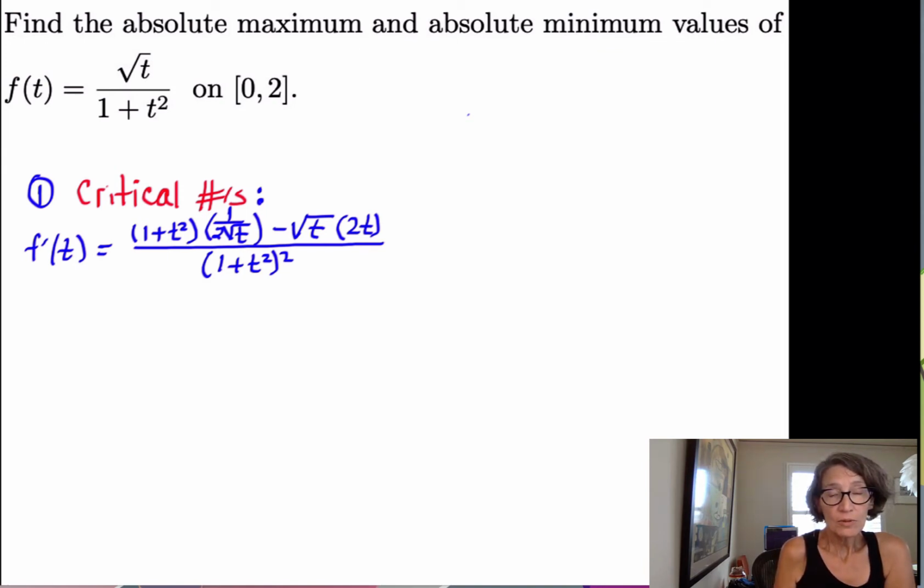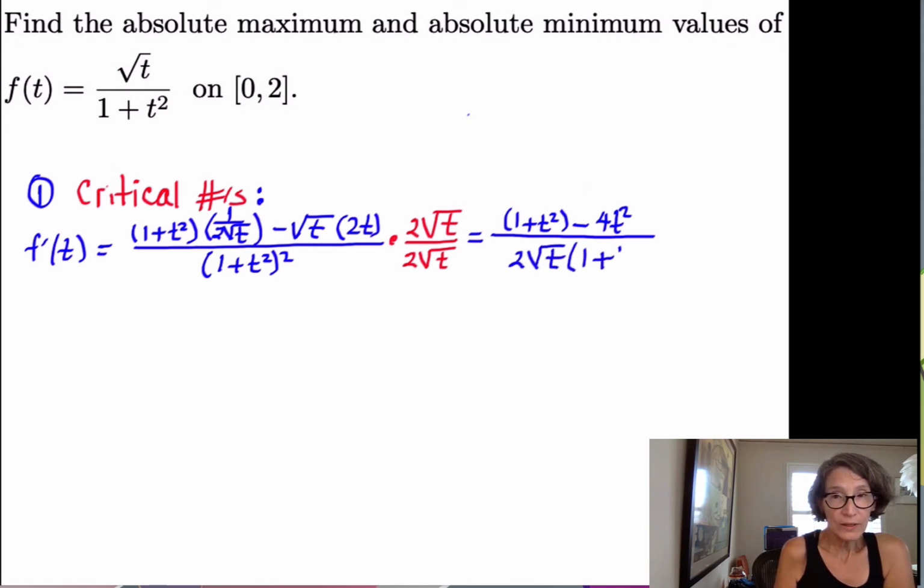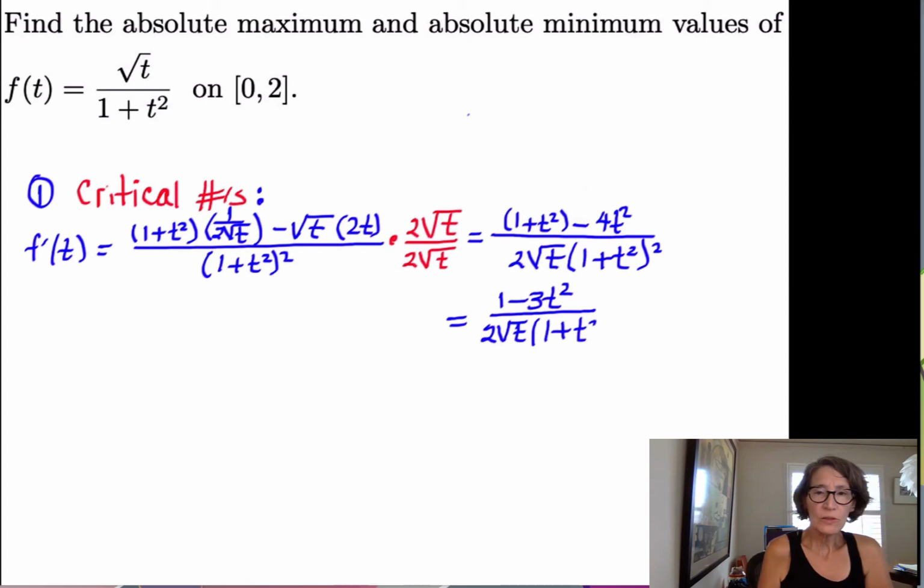It looks like a complex fraction, so I'm going to multiply top and bottom by the denominator, 2 square root of t. When I do that, in the top, I get 1 plus t squared minus 4t squared. In the bottom, I just get 2 square root of t times 1 plus t squared, squared. And simplifying the numerator just a little, I get 1 minus 3t squared over 2 square root of t times 1 plus t squared, squared.